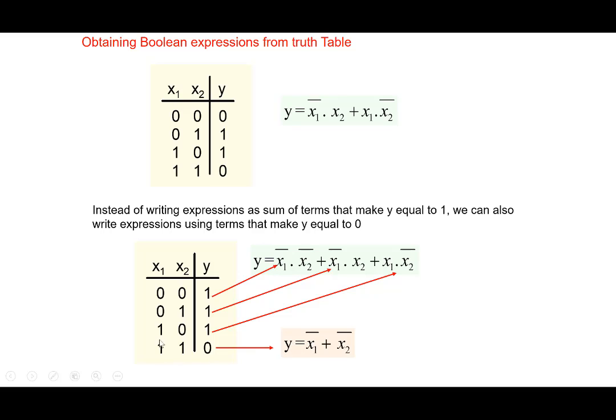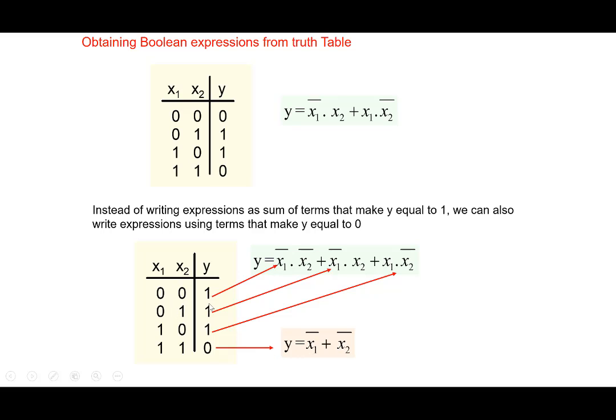Right, so this is an alternative way. Both of them are the same. This expression represents the same truth table, the same functional relationship, and this one also represents the same functional relationship. In fact, given an expression like y equal to x1 bar plus x2 bar, you can generate a truth table by putting in the different values. So you can put here 0, 0, and you'll find out what y is. You can put 0, 1, 1, 0, 1, 1, and you can find out y and generate a truth table.